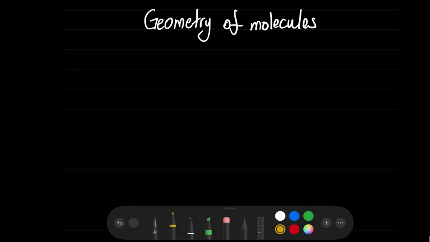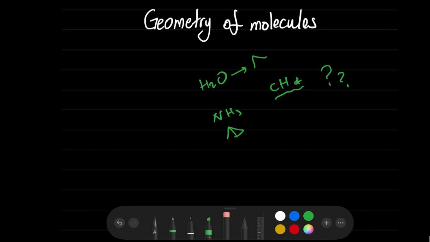Hello and welcome everybody. Today's lesson is about the geometry of molecules. If we look at the water molecule, ammonia, or CH4 and ask what their geometries are, they have different geometries, different shapes. Did you ask yourself why they have different shapes? For example, why H2O looks like a V shape, why ammonia looks like a pyramid. These things will be covered later, so we're going to start learning every single detail of all these cases.